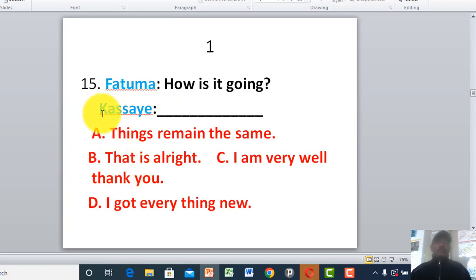Question number 50. The conversation between Fatima and Kasai. How are they going? How's everything? Things remain the same. What's up? Is there anything new? Yeah, things remain the same.